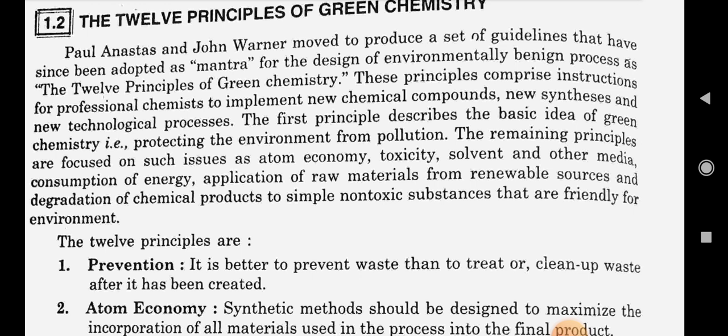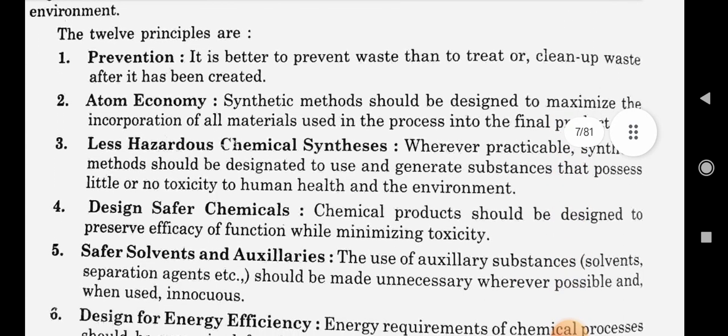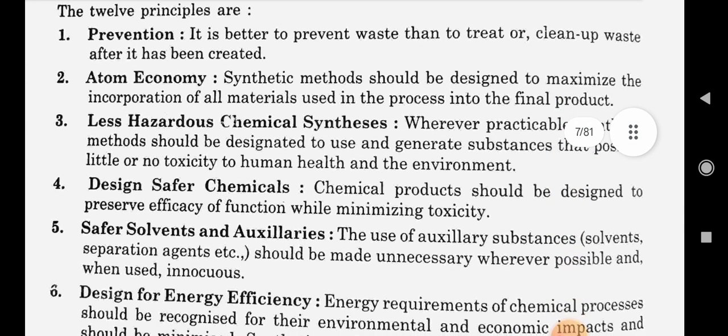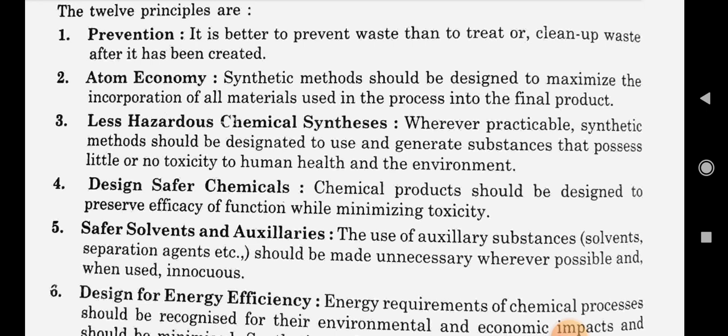The 12 principles are: Number 1, Prevention: it is better to prevent waste than to treat or clean up waste after it has been created. Number 2, Atom economy: synthetic methods should be designed to maximize the incorporation of all materials used in the process into the final product. Number 3, Less hazardous chemical synthesis.